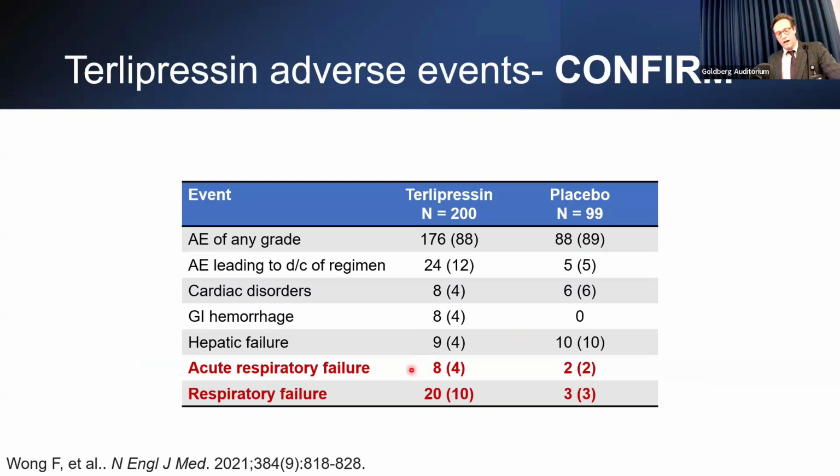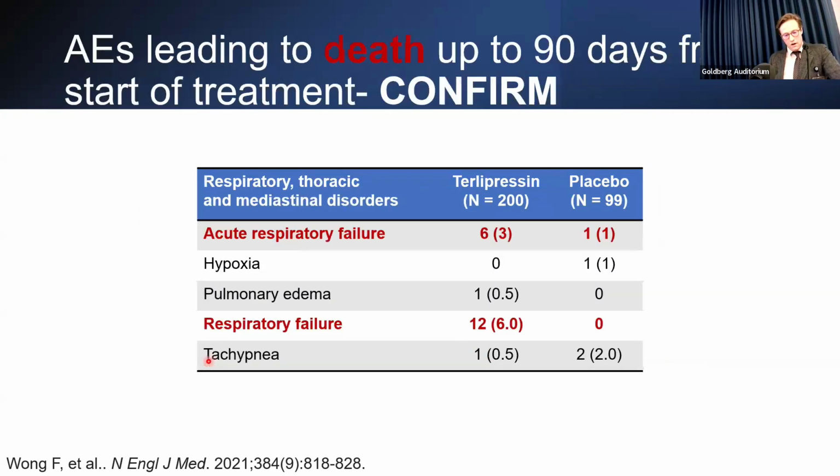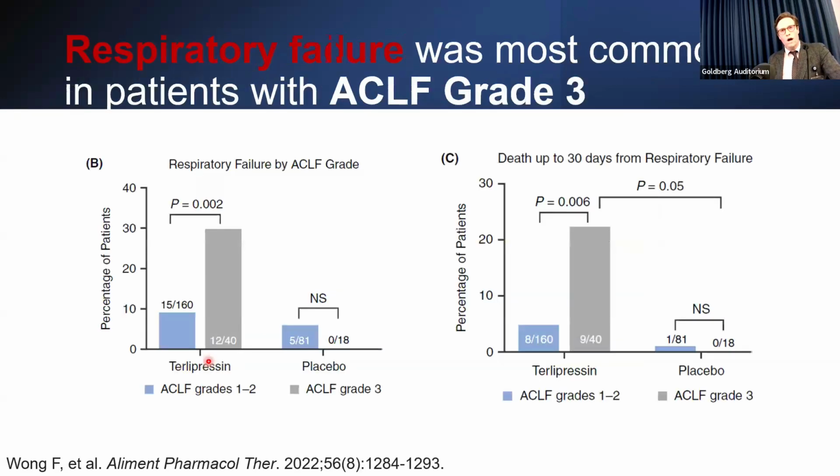We talked about that there were increased rates of acute respiratory failure. I don't know that they split it between acute and regular respiratory failure. Take that for what you want. But also death. In the patients that died in the terlipressin arm, a lot of them died from respiratory failure. Now, that is something that we cannot ignore.